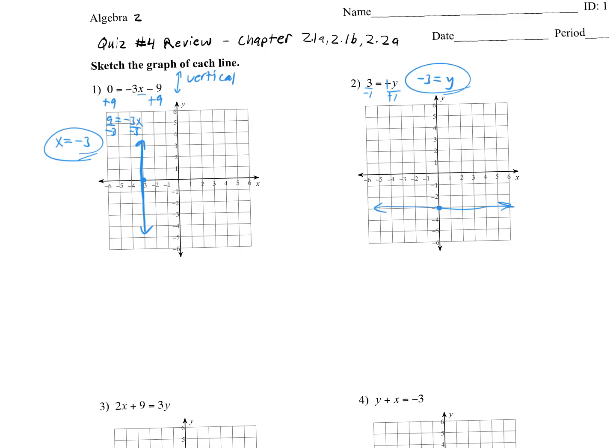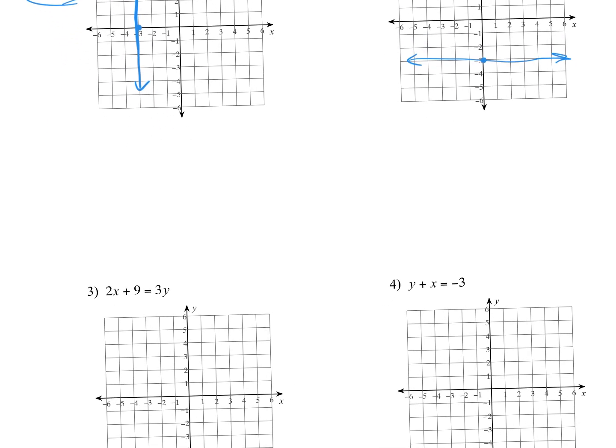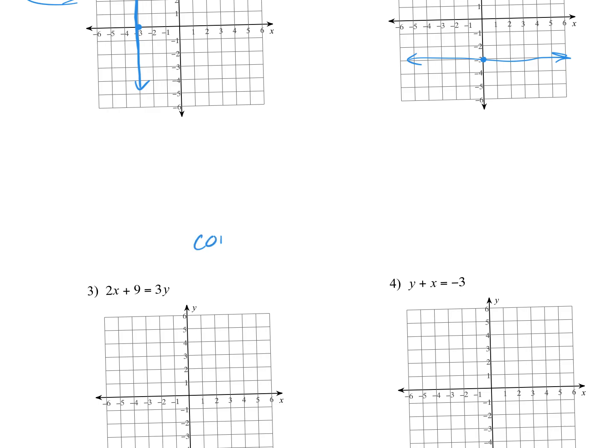Now, if you have both x and y, the best way to do these is to convert to slope-intercept. So I'm going to write convert to slope-intercept. I would convert these to slope-intercept form, which I'm sure you all remember is going to be y equals mx plus b, where m is your slope and b is your y-intercept.